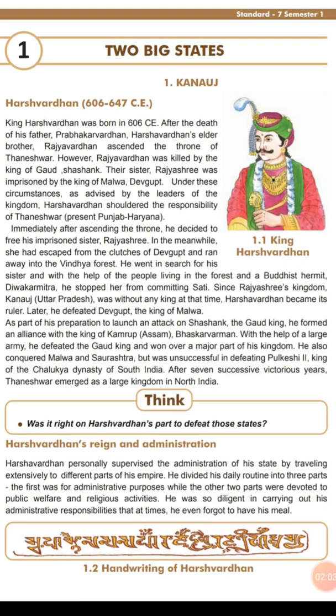How is the management of the state? How did he do that? By traveling extensively to different parts of his empire. Traveling extensively. Extensively means covering a large area. He traveled a lot in his empire. You can say each part of his empire was covered by him. Right? He traveled, he observed, he supervised each and every part of his empire.